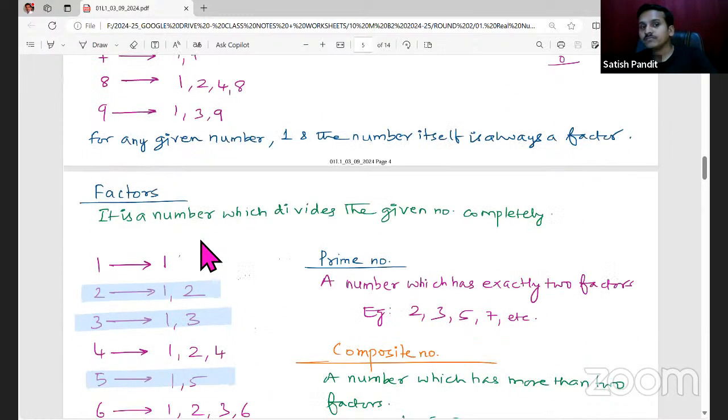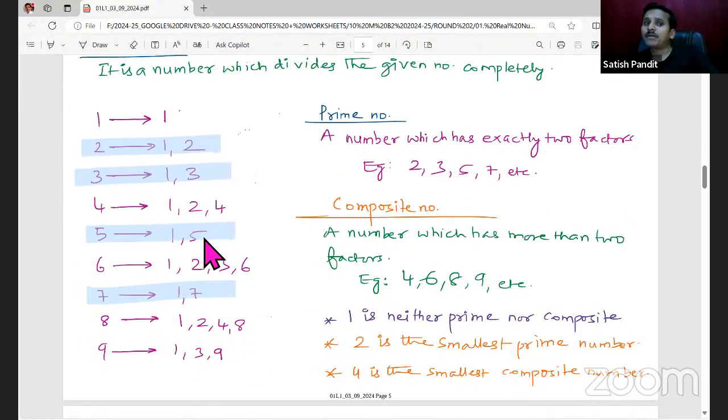So in that, we learned what is a prime number. A prime number is a number which has exactly 2 factors. Next, a composite number is a number which has more than 2 factors. And we learned that 1 is neither prime nor composite, 2 is the smallest prime number, and 4 is the smallest composite number. I have taught all this in detail. I'm just revising. Don't expect to understand everything just in this revision. You should have revised this by yourself first.